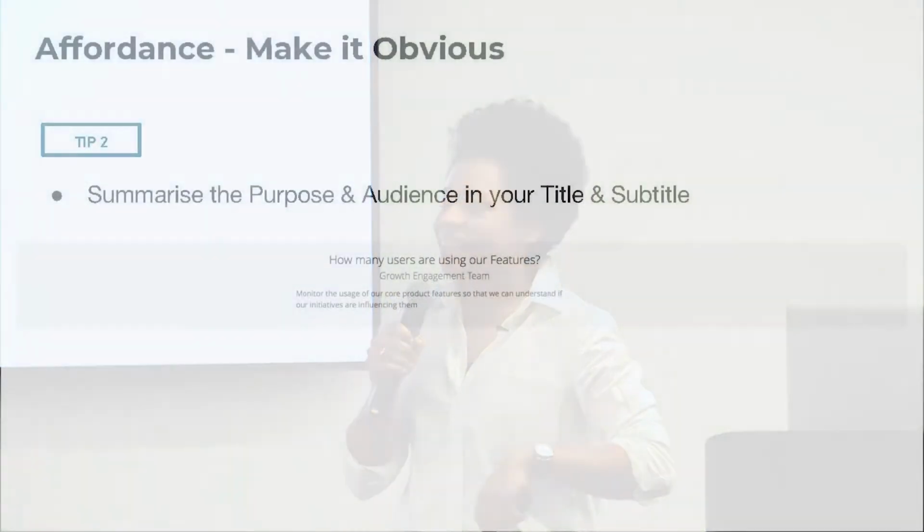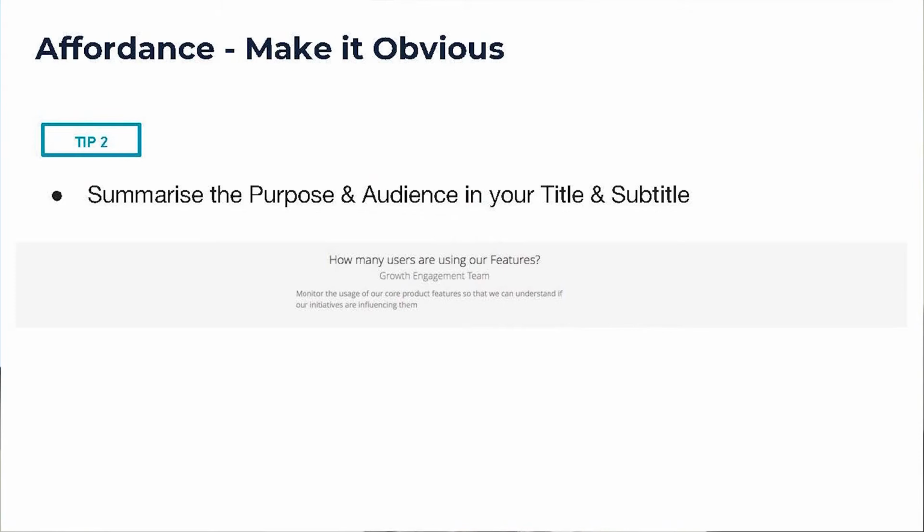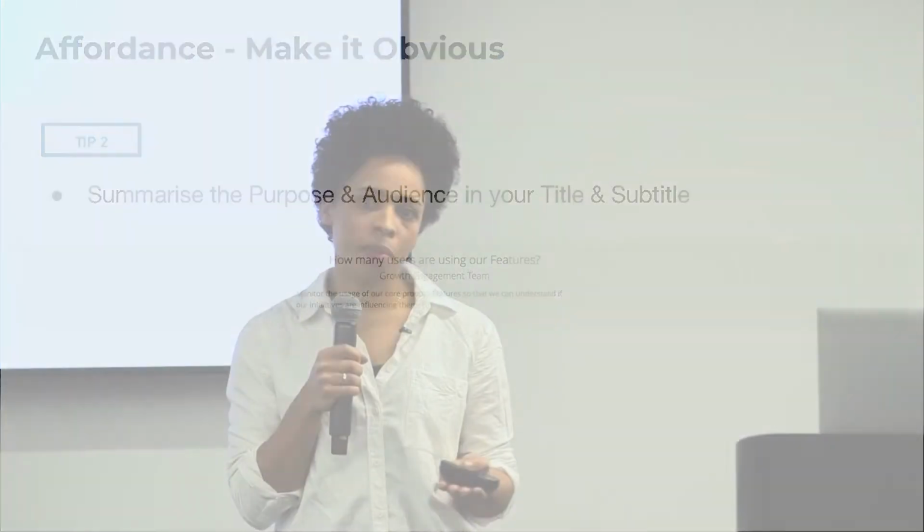So tip 2 is to put it on your dashboard, writing out the purpose and audience in your title and subtitle. So really simple, but it means that whoever is opening that dashboard immediately understands who this is supposed to be for and what they're supposed to learn from it. So making it easy, again, for people to figure out how they should be using this dashboard, making it super obvious.